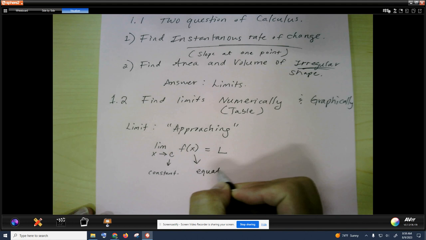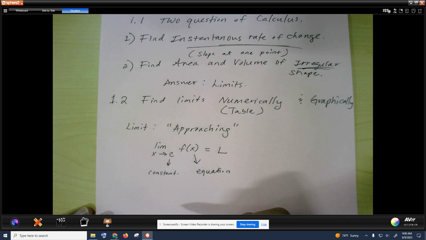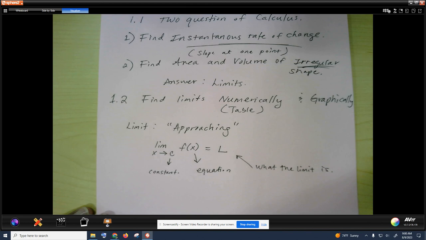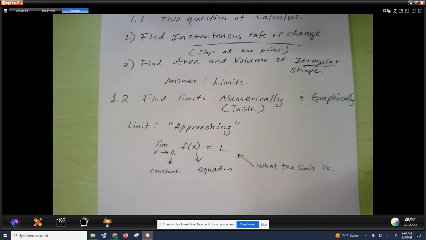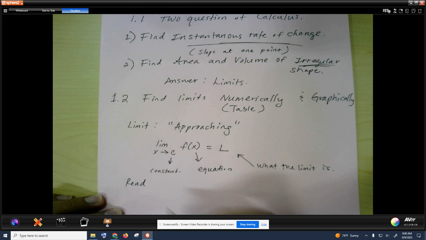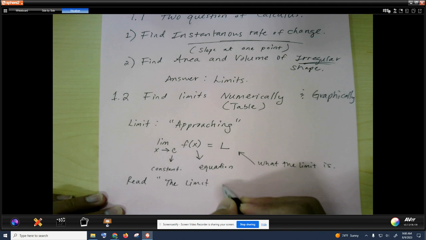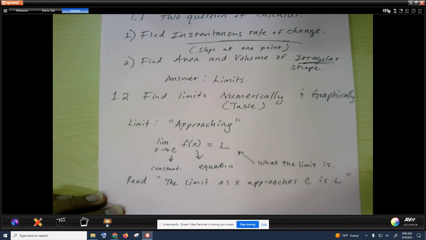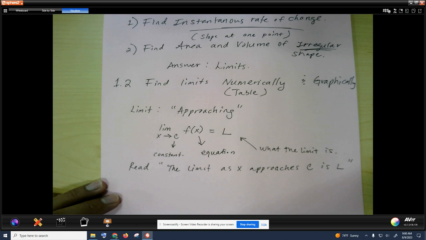Like in our equation, it would be x squared. And then this is what the limit is. So in a way, when you read this, you would say, the limit as x approaches 0.7. To find a limit, we're just trying to figure out what the y value is as the x value approaches something.